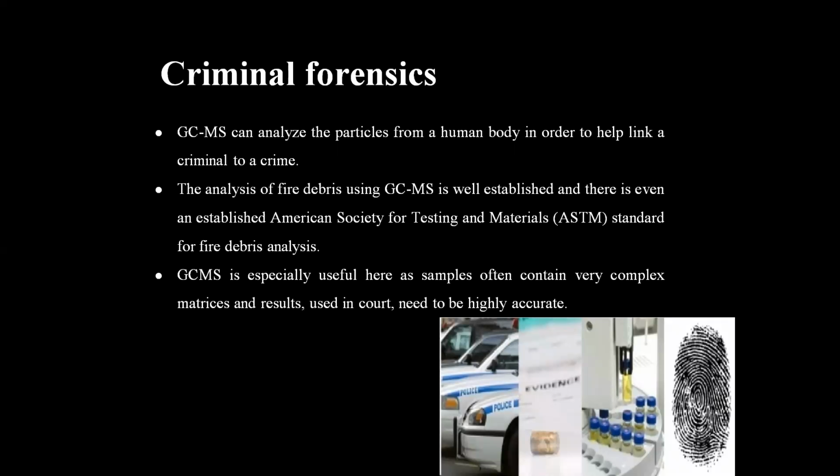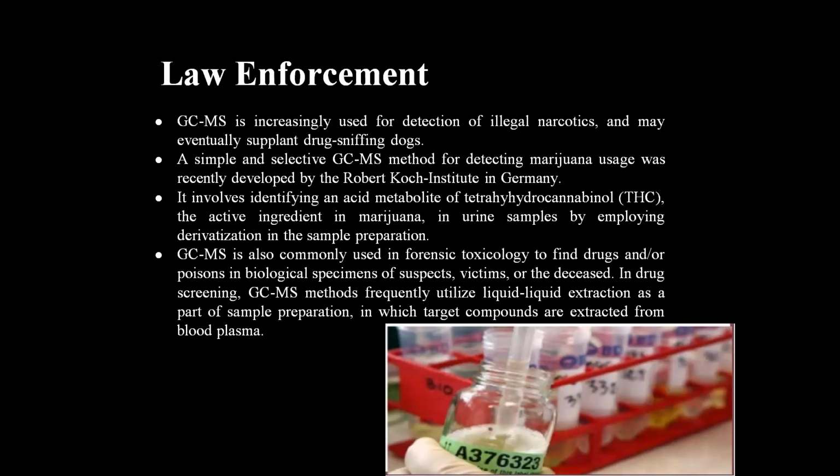Next is criminal forensics. GCMS can analyze particles from a human body in order to help link a criminal to a crime. The analysis of fire debris using GCMS is well established, and there is even an established American Society for Testing and Materials standard for fire debris analysis. GCMS is especially useful here as samples often contain very complex matrices and results are used in court and need to be highly accurate.